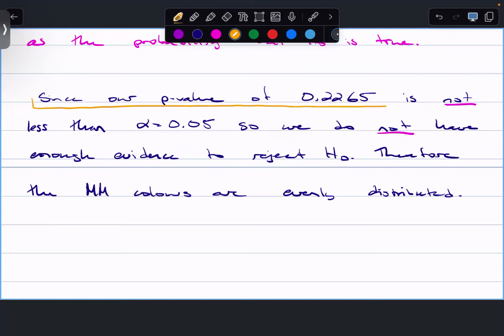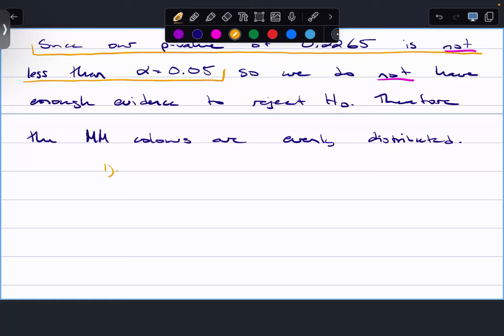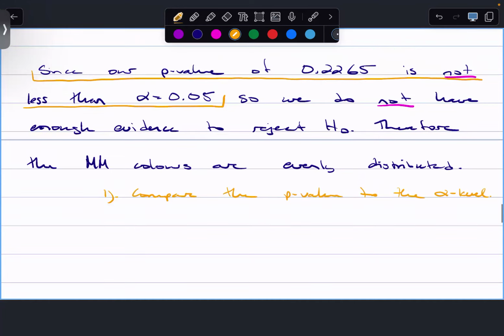Right, so I'm going to break this down into three parts again. Part 1 of your conclusion is you compare the p-value to the alpha level. Second part of the conclusion is you either have enough evidence to reject H naught or you do not have enough evidence to reject H naught.